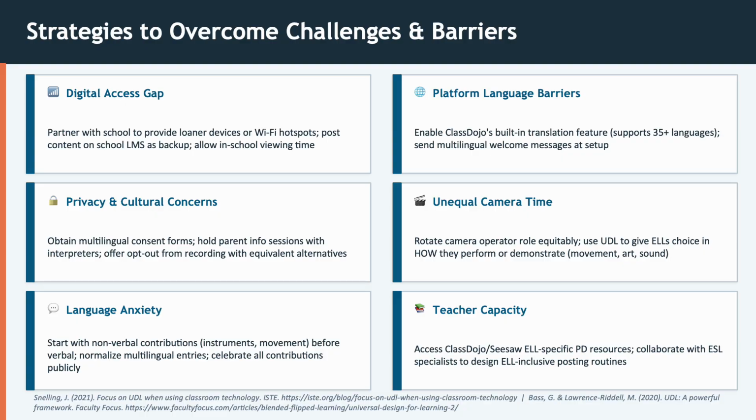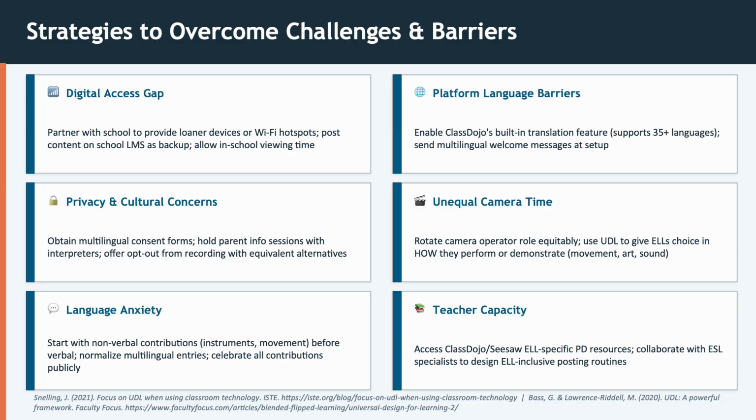Each of those barriers has a practical strategy. For the digital access gap, schools can provide loaner devices or Wi-Fi hotspots, and teachers can allow in-school viewing time. For platform language barriers, ClassDojo has a built-in translation feature supporting over 35 languages, and setting that up from day one makes a big difference. For privacy concerns, multilingual consent forms and opt-out options with equivalent alternatives address most issues.